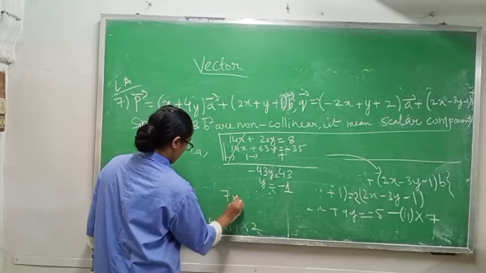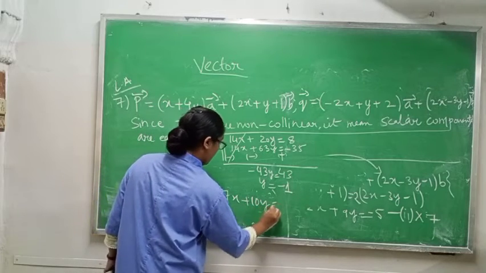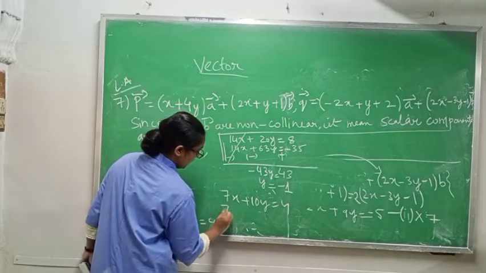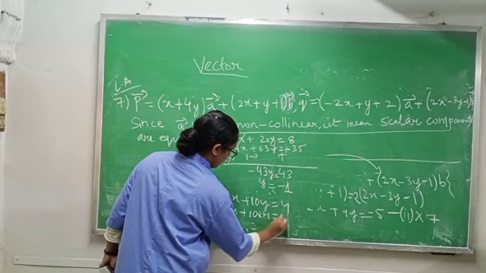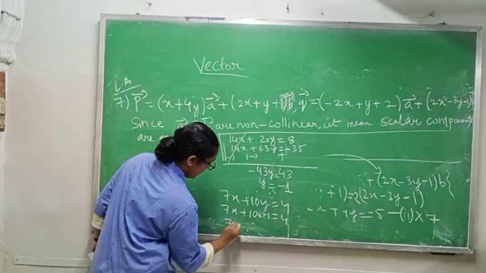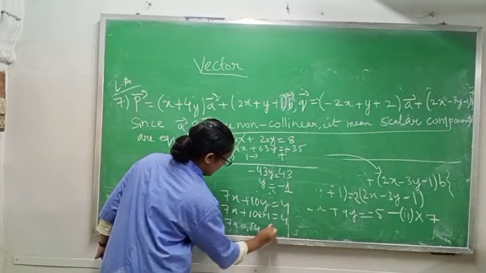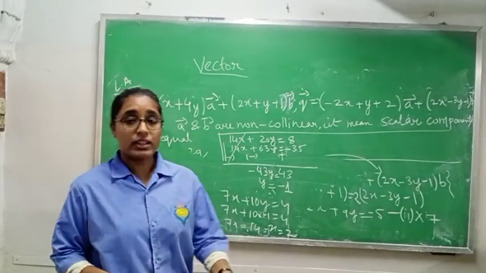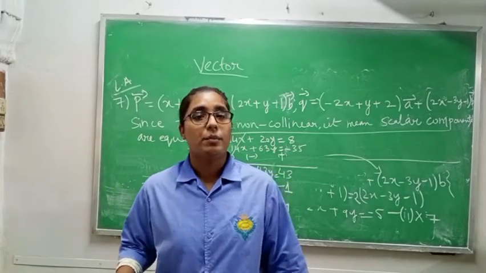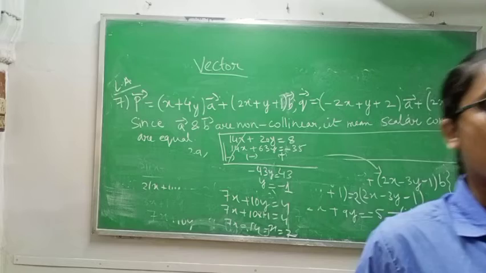Equation 1 is 7x plus 10y equals 4. Put it here: 7x plus 10 into minus 1 equals 4. 7x equals 14. x equals 2. Okay. So the x value you are getting is 2 and the y value you are getting is minus 1. Okay, copy this one.